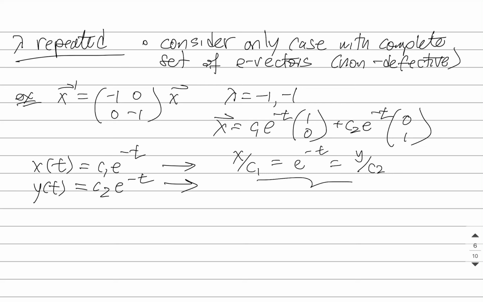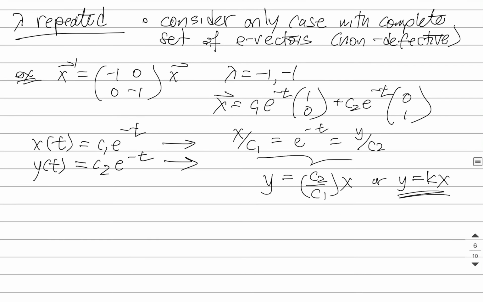From this, you'll get that y is c2 over c1 into x, or y is kx. Now remember, c1 and c2 come from initial conditions. There's no restriction on what those could be. They could be positive, they could be negative, which means this value of k could be any real number. So what happens here is, in the phase plane, all of our trajectories are lines that go through the origin.